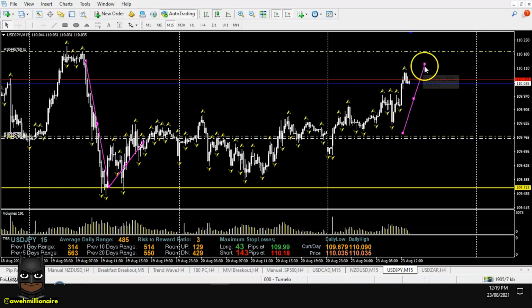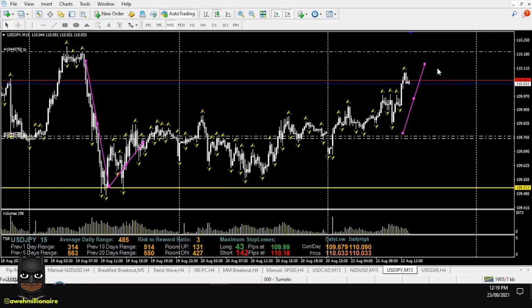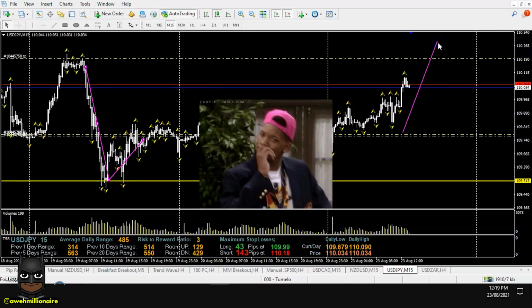So whenever we trade like the banks and follow the smart money, we want to trade using supply and demand. We trade from our demand level up to our supply level, so the next thing we want to look for is where price is going to go and test our next level of supply.